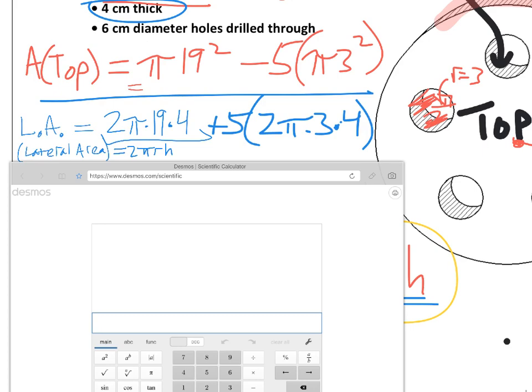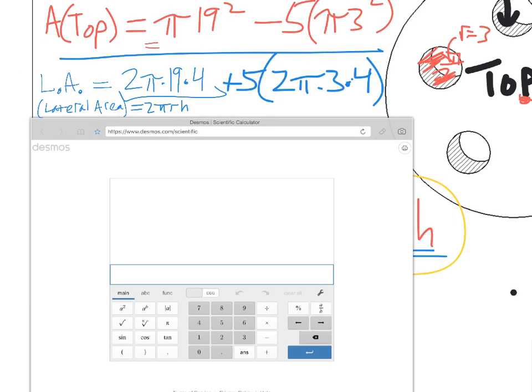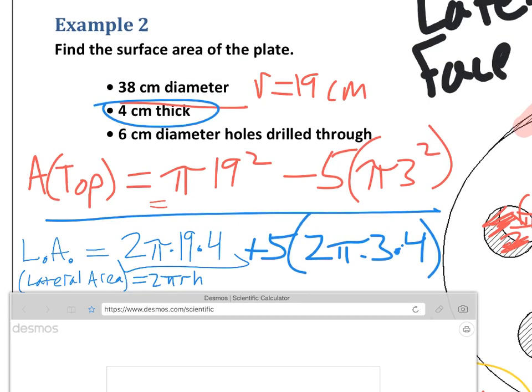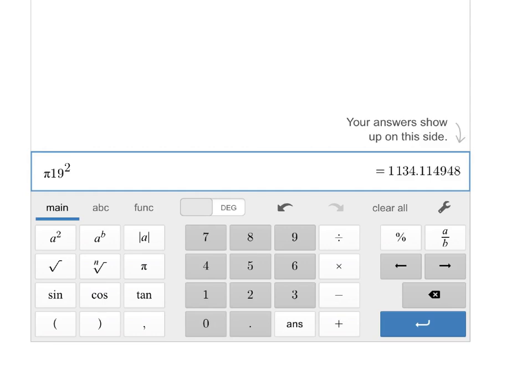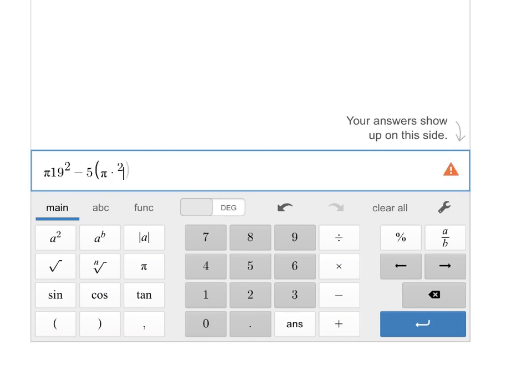So if we start with pi times 19 squared, use the pi key when you do this. That's the area of the large one. Then we have to subtract 5 small circles. So we're going to do minus 5 times pi times 3 squared. Okay, so we see one big circle minus 5 little circles.